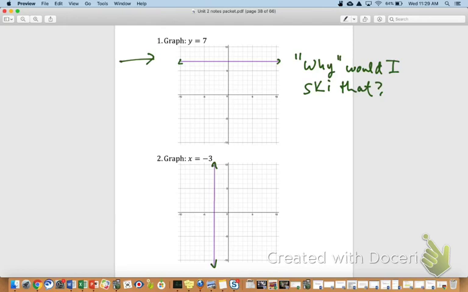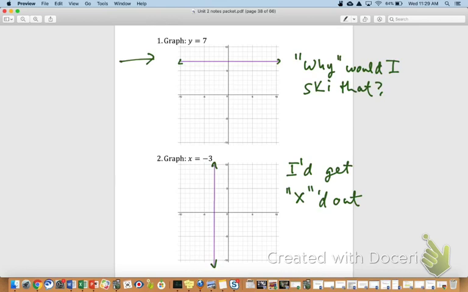Here's what I would say. If I tried to ski that, I'd get X'd out. In other words, I probably wouldn't survive. That make sense? If I tried to ski a cliff like that, I'd get X'd out, and I don't want to get X'd out. Make sense?